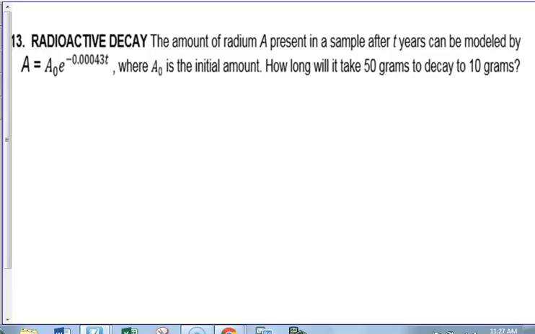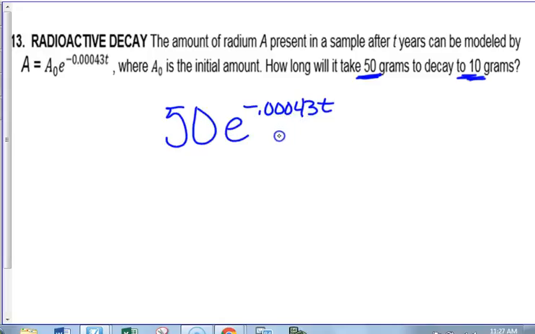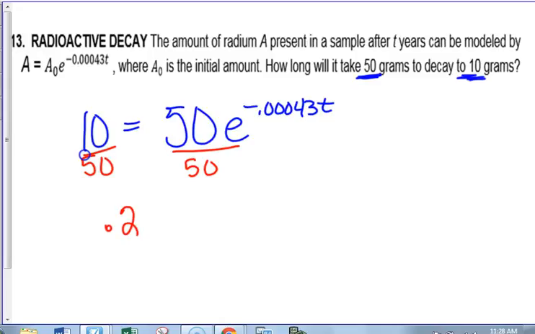Applications. This says, how long does it take 50 grams to decay to 10? So our initial amount was 50. 0.0043t, is that how many zeros are after the decimal, guys? 3, okay. And it's supposed to go down to 10. So first step, we could graph, but we're going to solve algebraically. If we divide, we get 0.2.